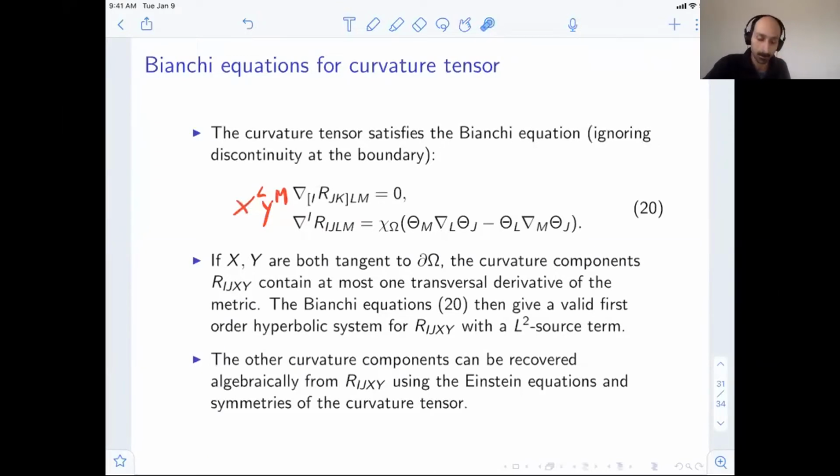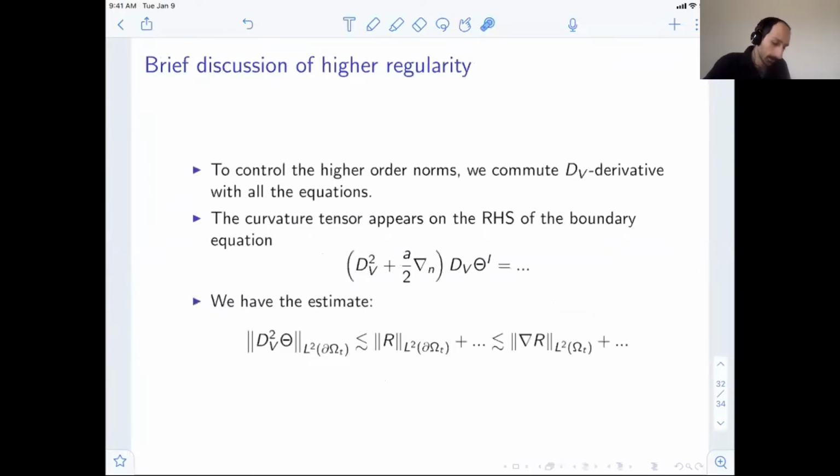So maybe in the last couple of minutes that I have, I'll just say a few words very briefly about higher regularity, and then I'll stop. Okay, so these are the equations, and then I want to prove higher regularity, and the idea is as follows: I want to preserve the structure of these equations, and it turns out that the best way to do this is to just commute again material derivatives with everything.